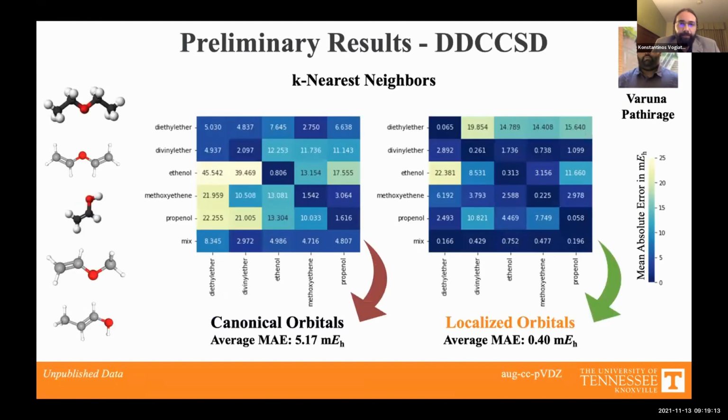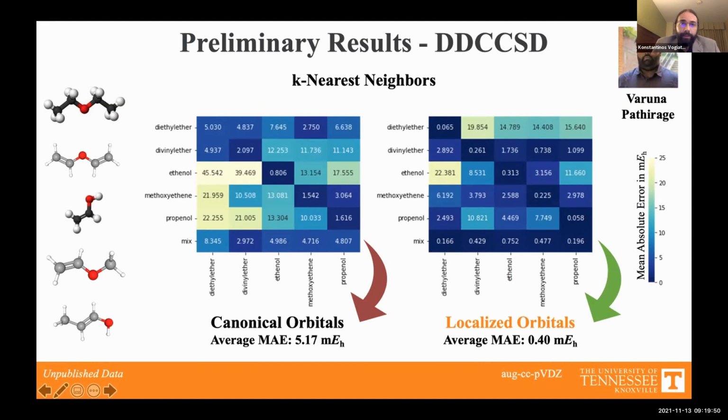So with this new scheme, we have tried different small molecules, which are shown here. And as you can see, with canonical orbitals, again, we have large deviations. For the mixed model that was trained on all these 5 molecules, the errors are about 5 millihartree, while this error drops significantly when we introduce the localization scheme. We have 10 times lower errors from the localized scheme. The mean absolute error is around 0.4 millihartree.